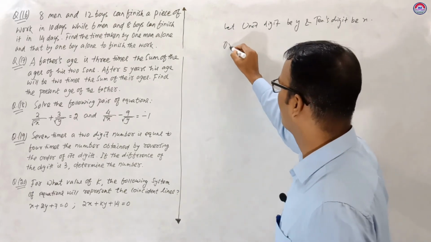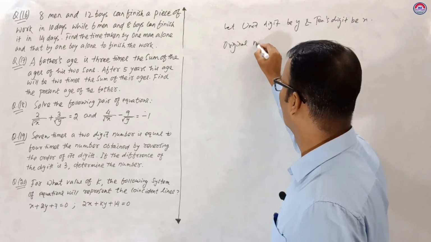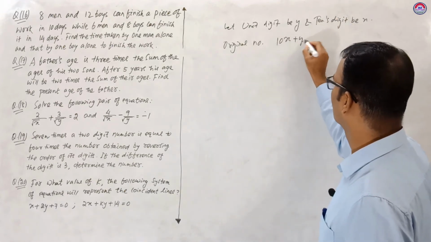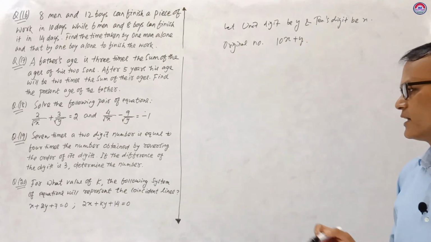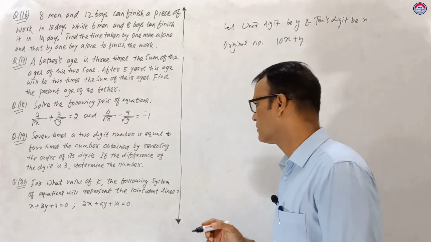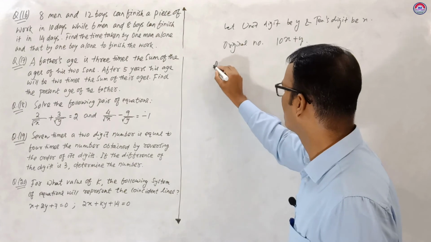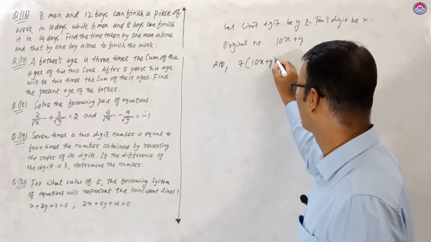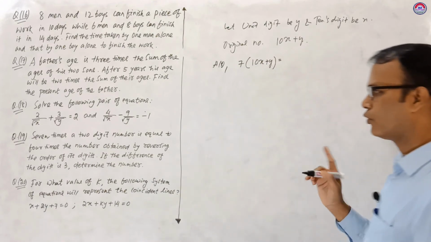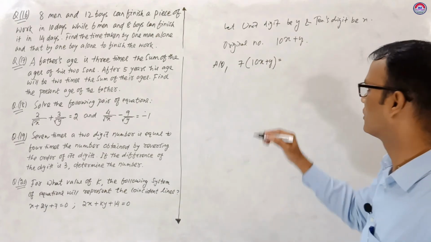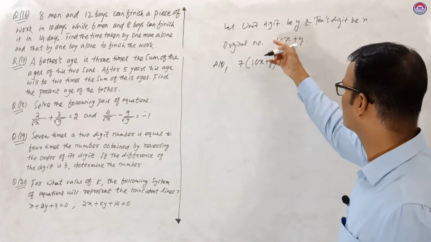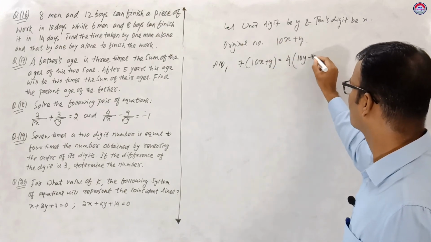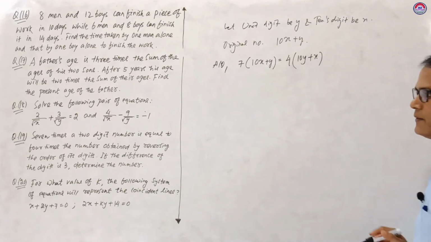So what will the original number be? The original number is 10 times the tens digit plus the unit digit: 10x plus y. According to the question, 7 times the 2-digit number is equal to 4 times the number obtained by reversing the order. On reversing, y comes here and x goes there, so it becomes 10y plus x.